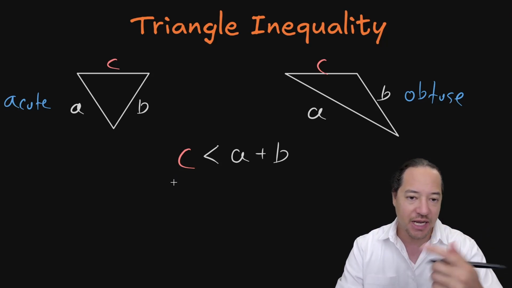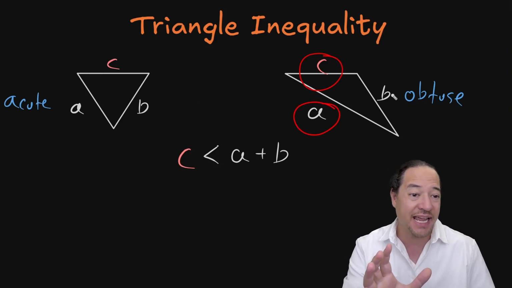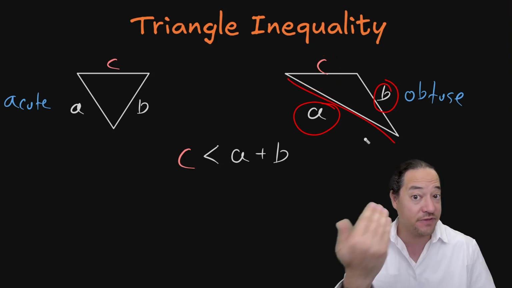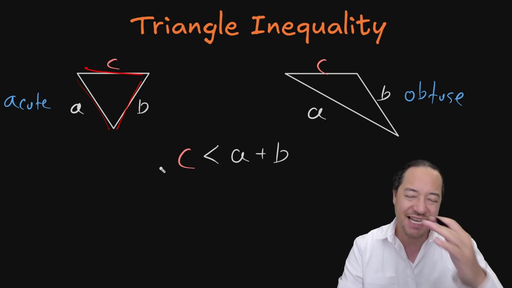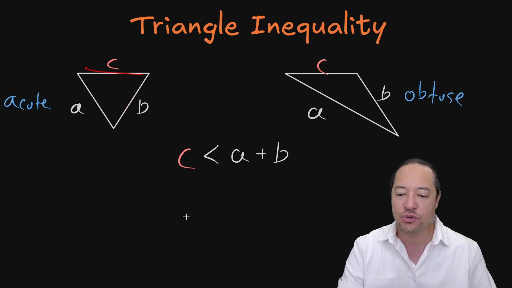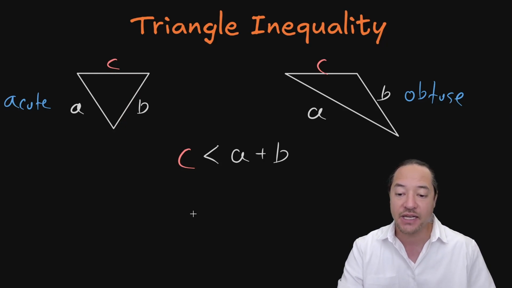And let me try to demonstrate why this must be true. I mean, we can kind of see it's true here, right? This length C is definitely shorter than A plus B. In fact, A by itself is bigger than C. And here it definitely appears that A plus B would be longer than this length C. Okay, so we can kind of see this, but I want to show you what would happen if this isn't true. What if we had a triangle that looked sort of like this?